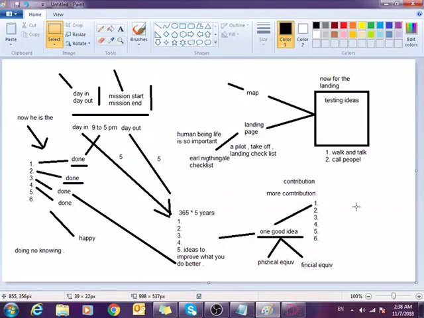Okay, that is out of the context. Now this was testing ideas. Good. Now all of this, why we call it landing pages, because other people's lives and ideas really, really matter, and how to have more good ideas. Okay, that one good idea.